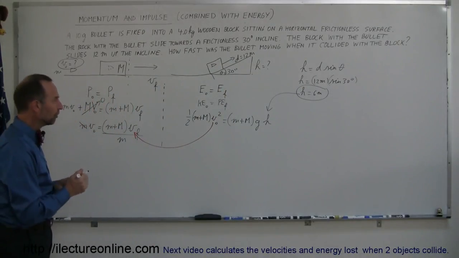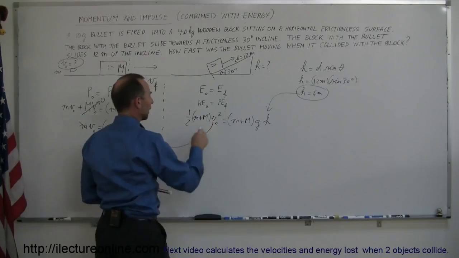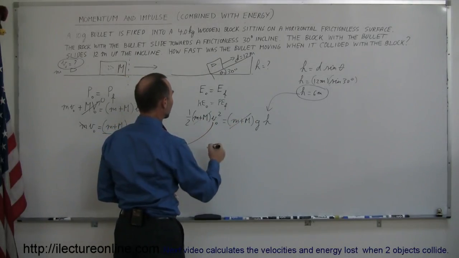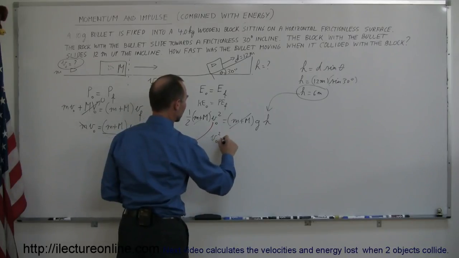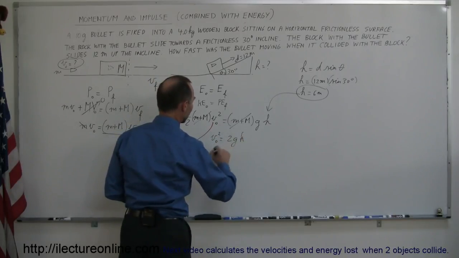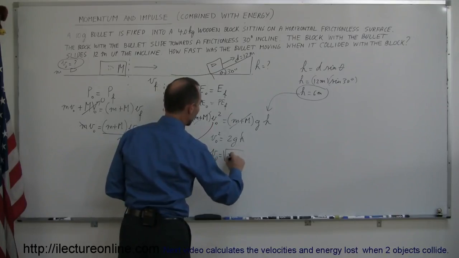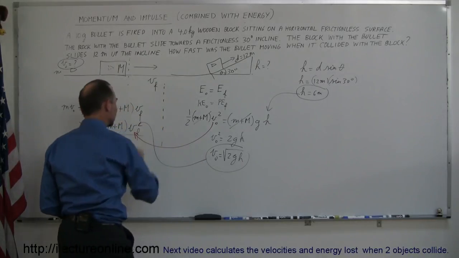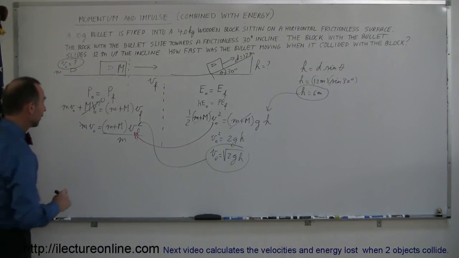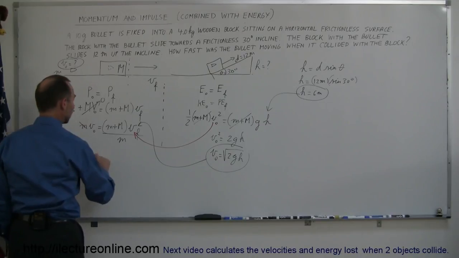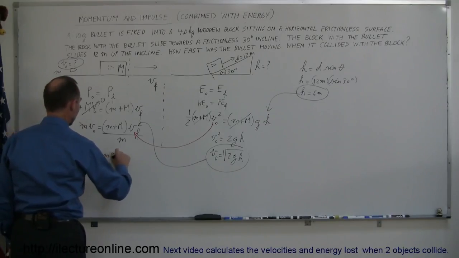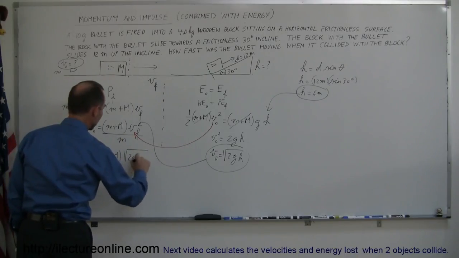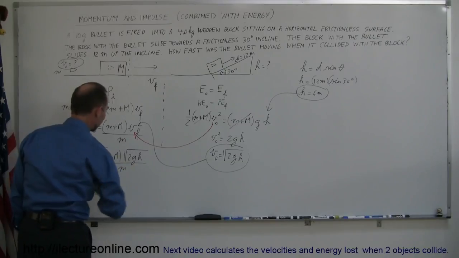All right, so let's solve this equation for V initial. We do have an m plus m here, we have an m plus m there, they cancel out. Multiply both sides by 2, we get V initial squared is equal to 2gh. And then we can say that V initial is equal to the square root of 2gh. And that can then be substituted back into this equation. So let's go ahead and do that. So we have V initial is equal to m plus big M times V final, which is the square root of 2gh, all divided by the mass of the bullet.